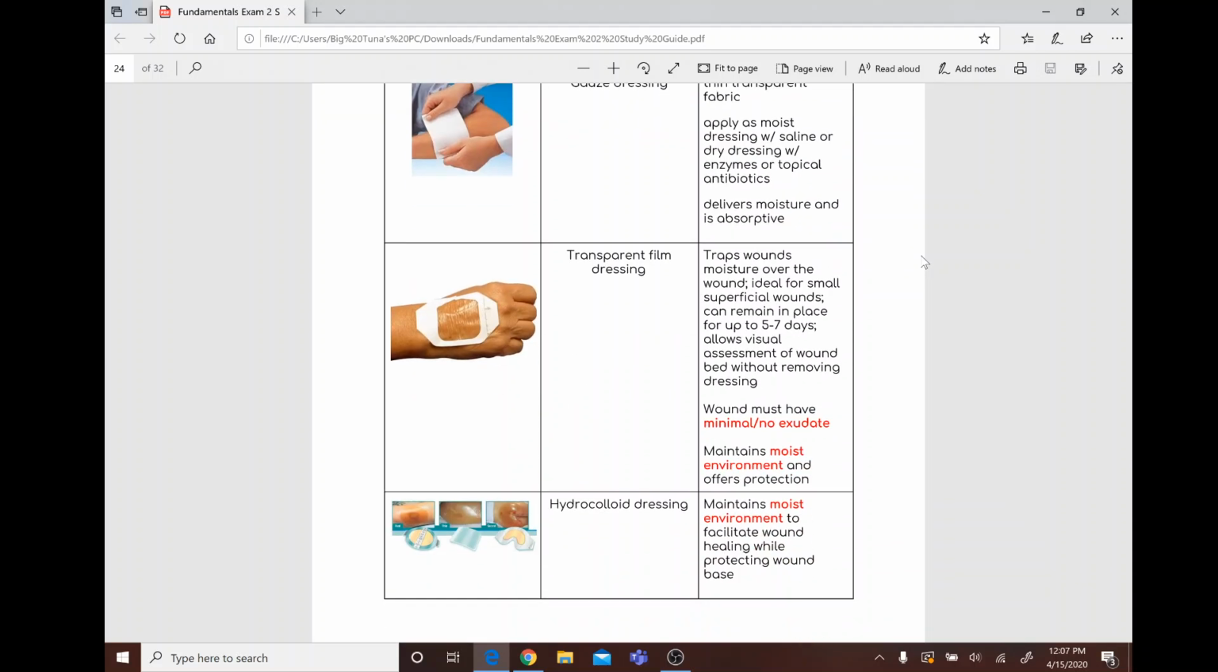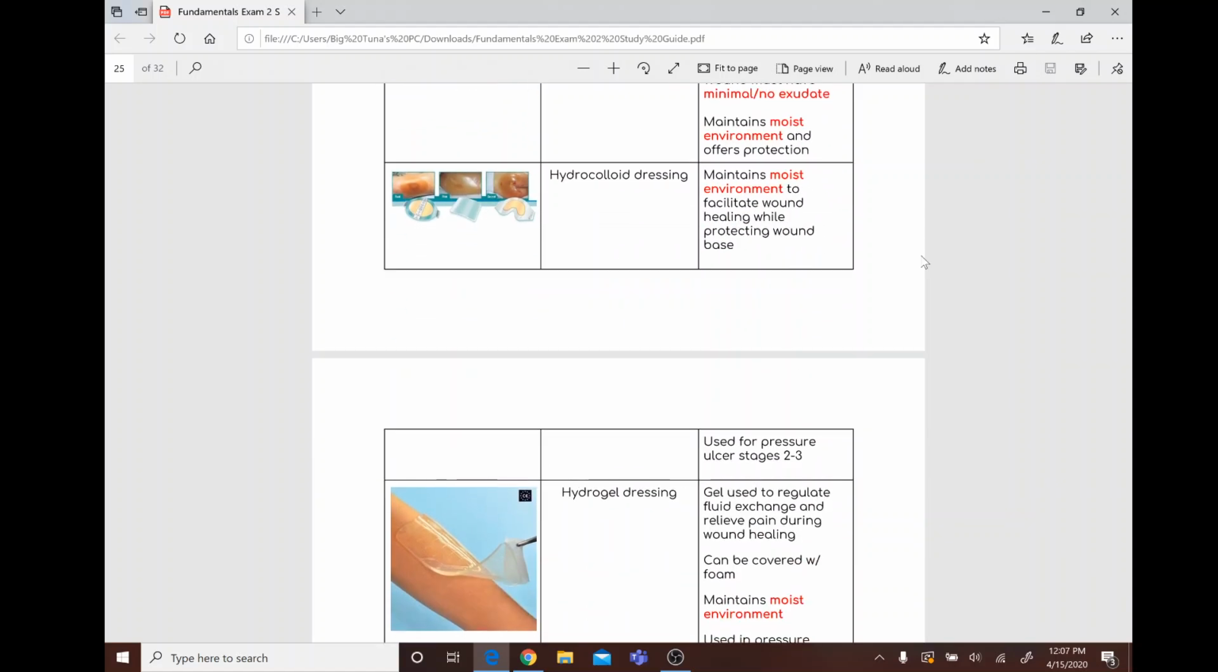Tell me about transparent film dressing. Traps wound moisture over the wound, ideal for small superficial wounds, can remain in place for up to 5 to 7 days, allows visual assessment of wound bed without removing dressing, wound must have minimal to no exudate, maintains moist environment and offers protection.